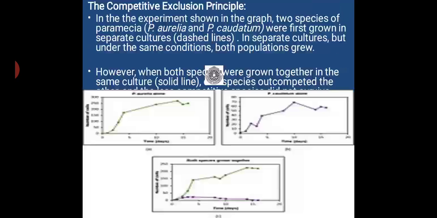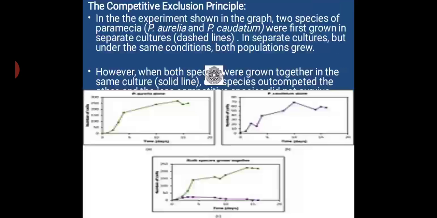In the experiment shown in the graph, two species of paramecia, Paramecium aurelia and Paramecium caudatum, were first grown in separate cultures, shown in dashed lines, and under the same conditions, both populations grew. However, when both species were grown together in the same culture, shown in solid line, one species outcompeted the other one, and hence this is known as the competitive exclusion principle.